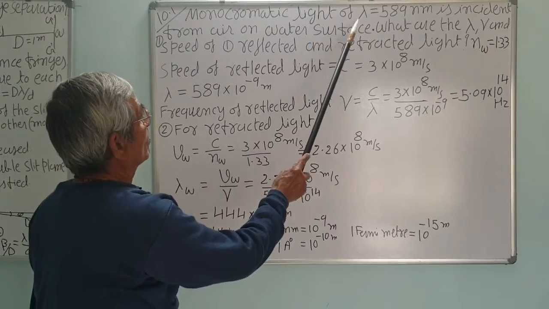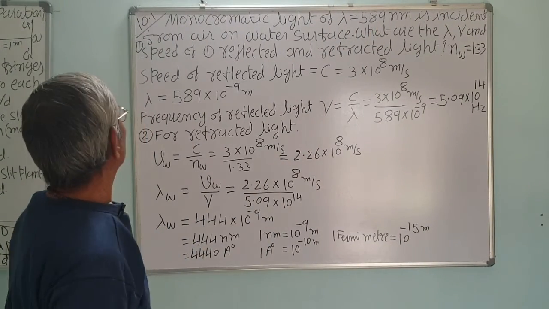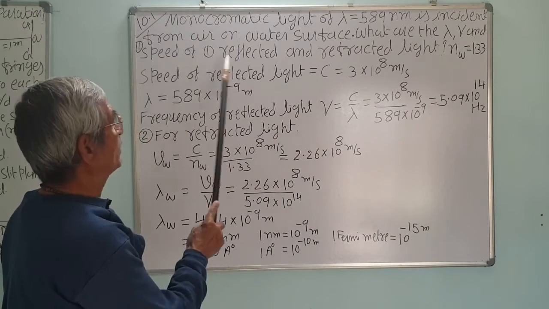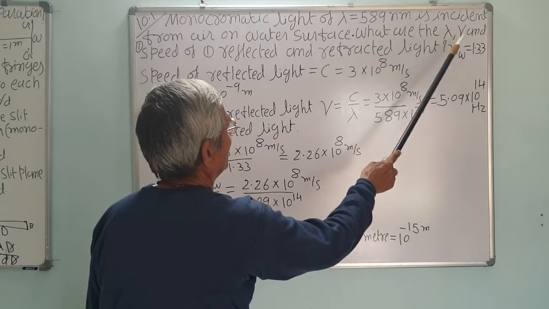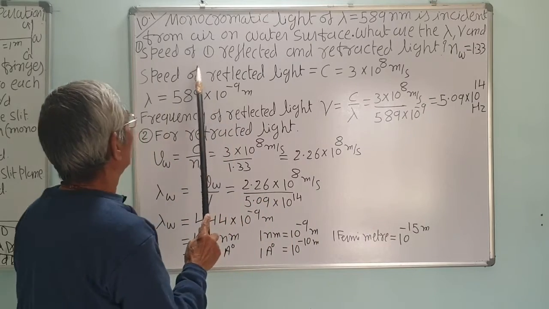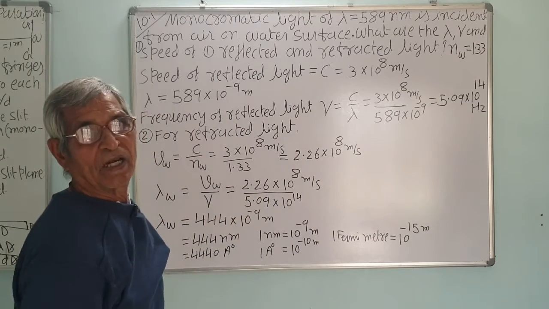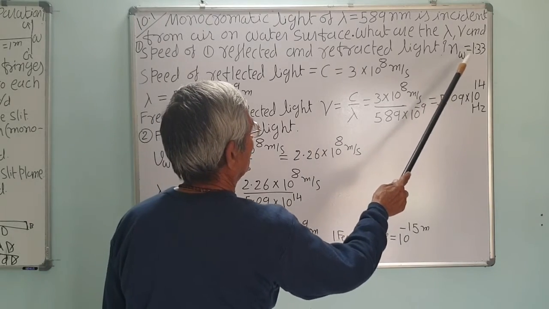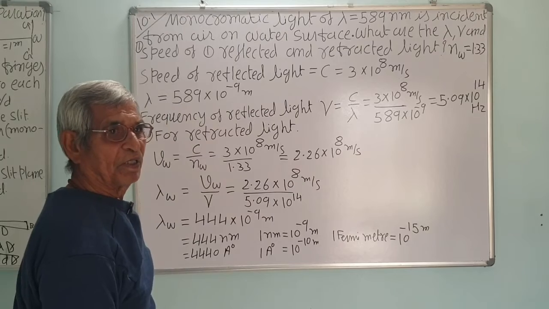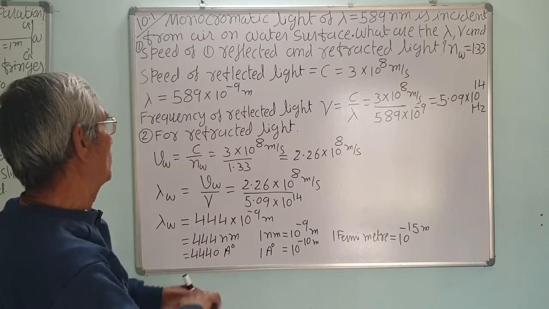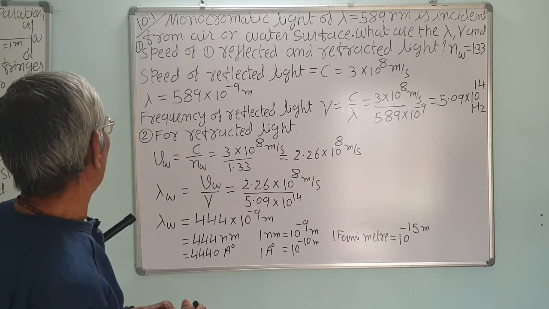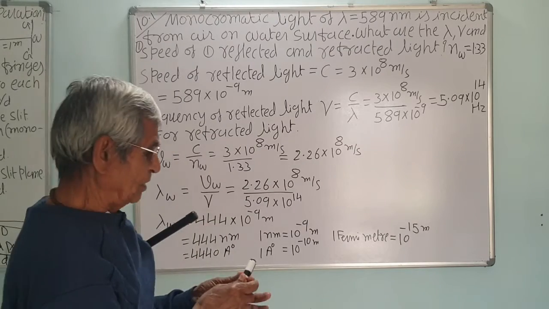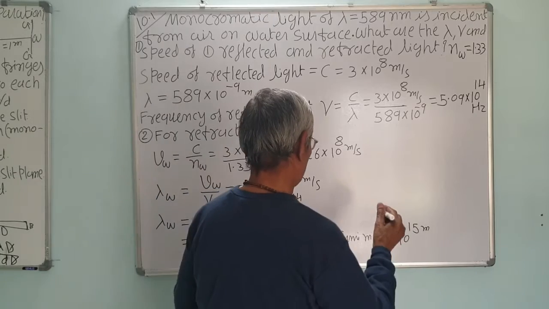The monochromatic light of lambda 589 nanometer is incident from air on the water surface. What are the lambda, nu and the speed, that is wavelength, frequency and speed, of the light in the reflected light and refracted light? The refractive index of water with respect to air is given as 1.33. You know that it is 4 by 3 or almost 1.33. The speed of the reflected light is equal to the speed of the incident light, the same.